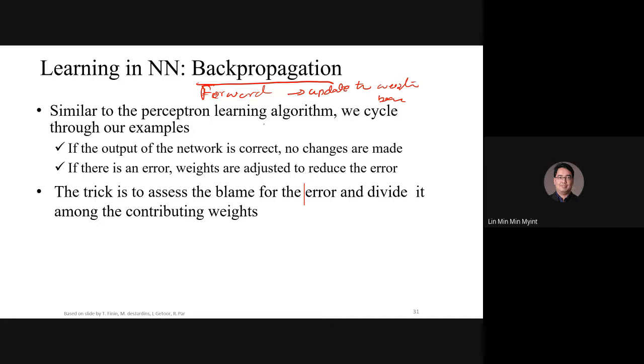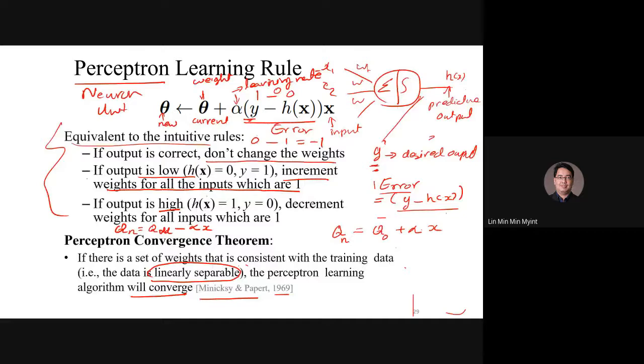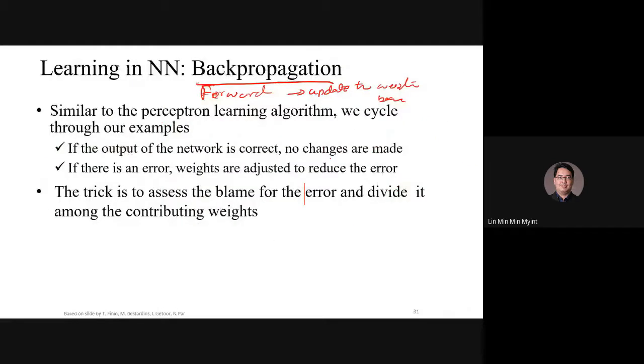Similar to the perceptron learning algorithm, we cycle through our samples. If the output of the network is correct, there are no changes. But in the real case, it will not be exactly correct. If there is an error, the weights will be adjusted to reduce the error. No changes will not happen in the real case, but the changes get smaller and smaller, which just means the error is getting smaller and smaller.